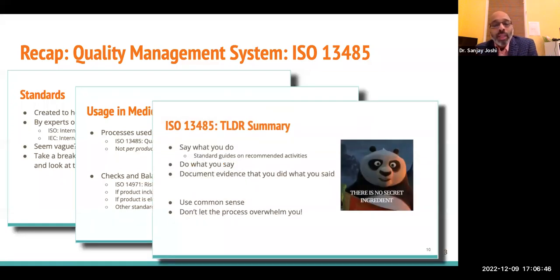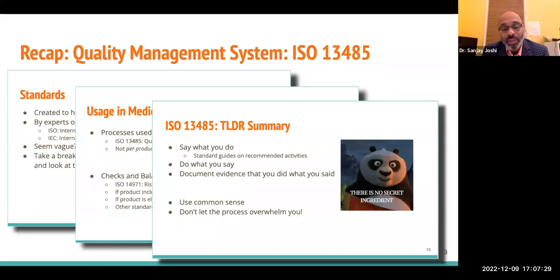So the summary from the last session on one slide was basically threefold. One is 13485 advises you to say what you do, and what all activities you do are guided by the standard. And the standard will tell you what phase of your project you need to do what. The second part is you actually have to do what you say. And the third part, which is critical for audit, is you have to document the evidence that you actually did what you said. It sounds very simple, but most of the time auditors will find holes in that last part, that you are missing evidence of something. So just pay attention to this.